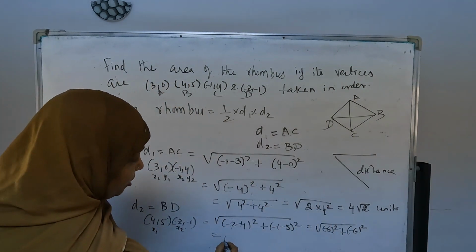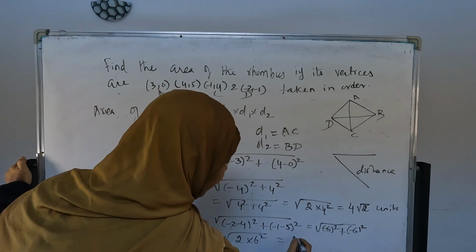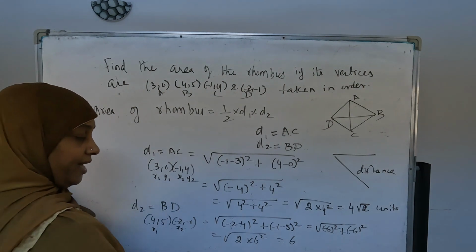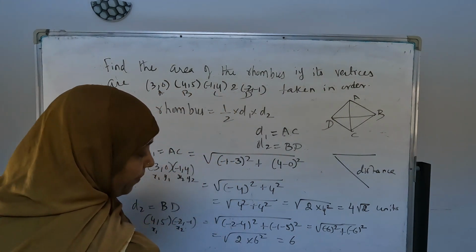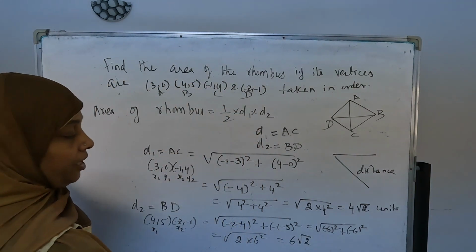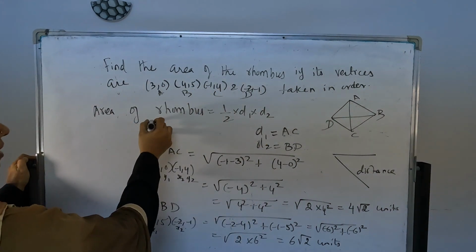2 6 squares are there. So write 2 into 6 square. 6 is coming outside because 6 is there 2 times. So one 6 is coming outside. To break the root, 6 is coming outside but 2 is not able to break, so 2 is inside only. Units. Now we will substitute in this formula.